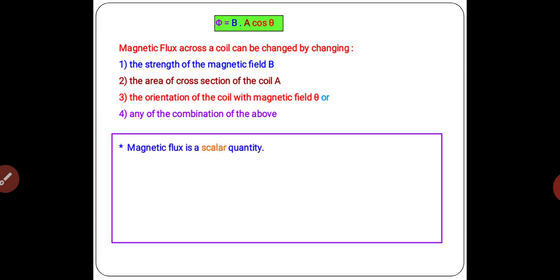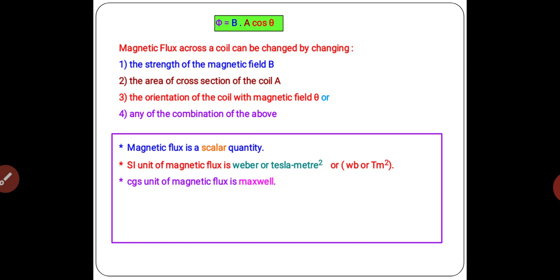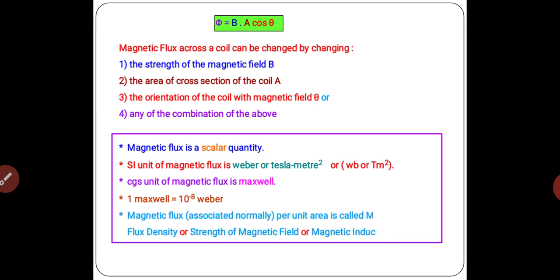Magnetic flux is a scalar quantity. SI unit of magnetic flux is Weber or Tesla meter square. CGS unit of magnetic flux is Maxwell. 1 Maxwell is equal to 10 raised to minus 8 Weber. Magnetic flux associated normally per unit area is called magnetic flux density or strength of magnetic field or magnetic induction B.